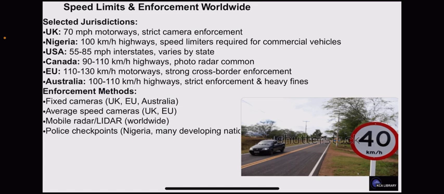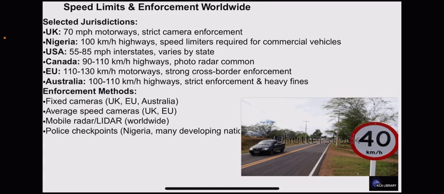In Canada, we have 90 to 110 km/h on the highways, and photo radar is common there. Then in the European Union, we have 110 to 130 km/h on motorways, with strong enforcement there. In Australia, we have 100 to 110 km/h on highways, with strict enforcement and heavy fines.